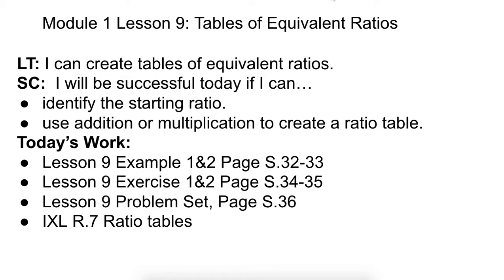This one is for Eureka Math, Engage New York, Module 1, Lesson 9, Tables of Equivalent Ratios. In this one, we will learn how to create tables of equivalent ratios. In order to do this, you'll need to identify the starting ratio and then use that ratio to fill in the table by using addition or multiplication. We'll talk about how both these methods work to fill in the table.